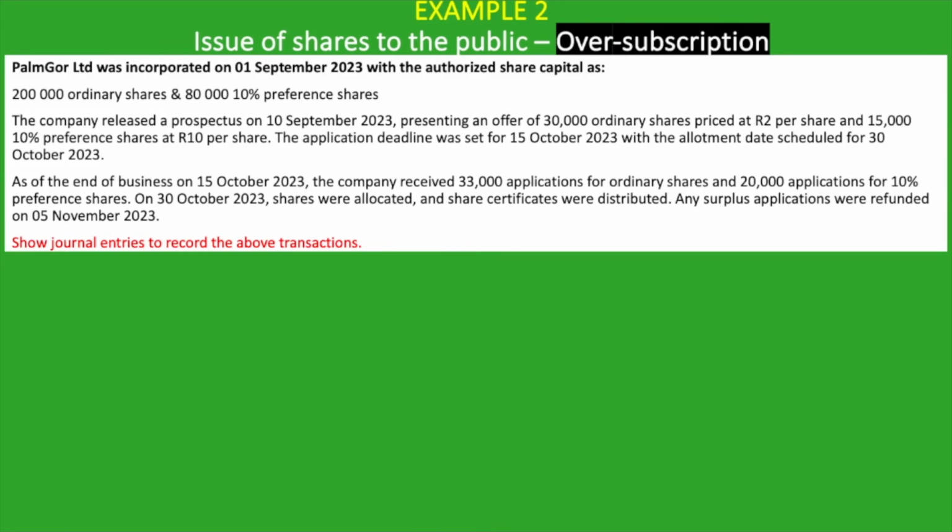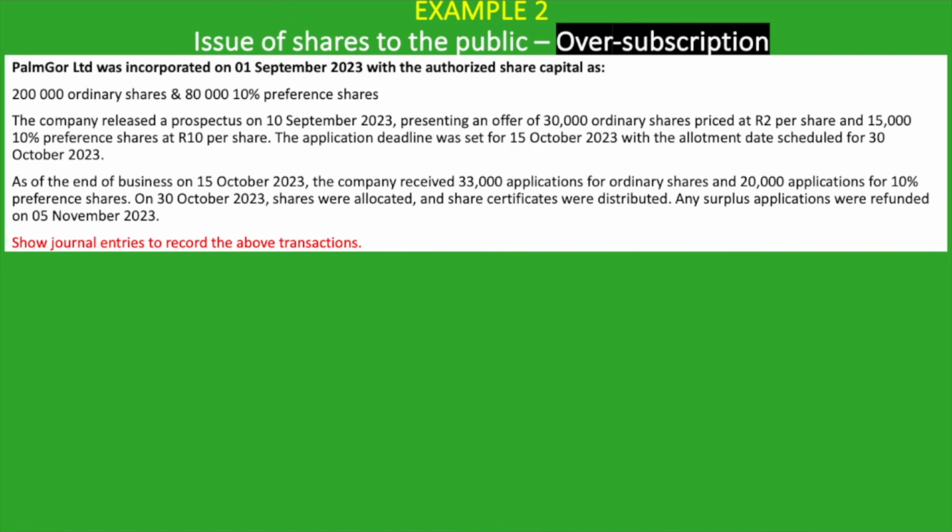So here's the example. Pamgo Limited was incorporated on the 1st of September 2023 with the authorized share capital as 200,000 ordinary shares and 80,000 10% preference shares. Right? Remember, they mentioned that it is authorized share capital. I'm sure we're already making sense of that. You need to underline that. Are they talking about authorized or are they talking about issued share capital? You always need to know which one you're dealing with here.